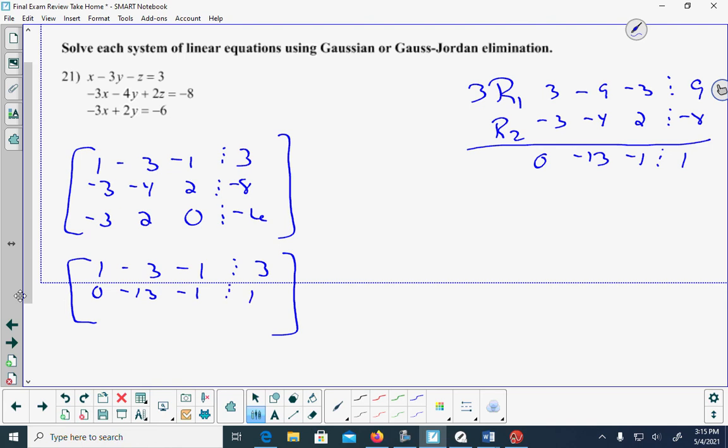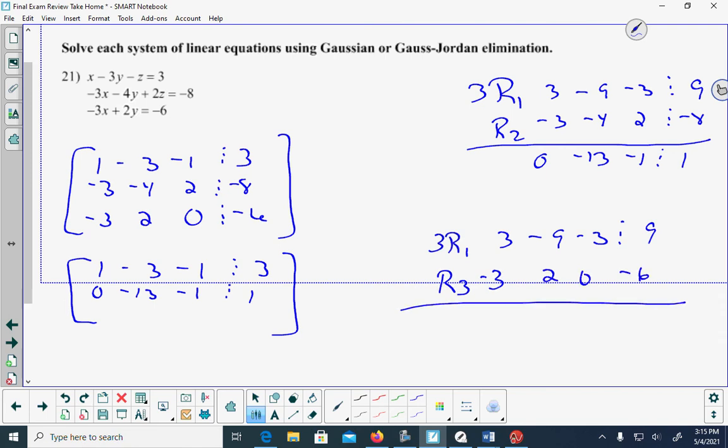And now what I'm going to do is row 1 and row 3 to eliminate the x. So 3 times row 1, I just wrote that, so I'm just going to copy that down. And now I'm going to do row 3, negative 3, 2, 0, negative 6. And when I do that, I get 0, negative 7, negative 3, and then 3.